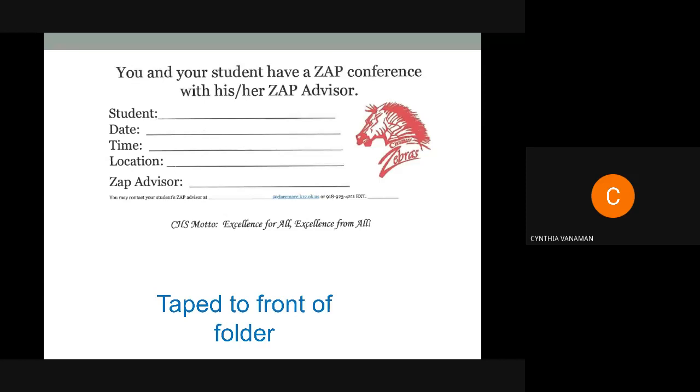The envelope had a sheet of paper like this that had the time and location, which was the room number, and the Zap Advisor on it. There will also be postcards mailed out. Before spring break, we are going to mail out postcards to all the parents that have the time, location, and the Zap Advisor on it to confirm those appointments with the parents.